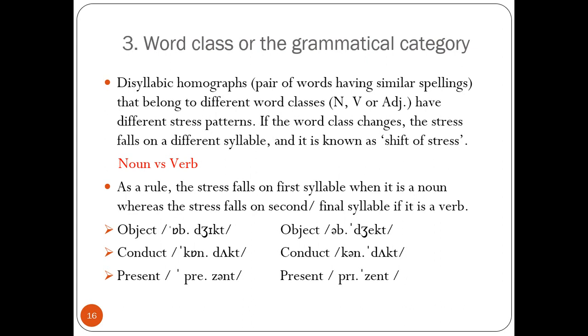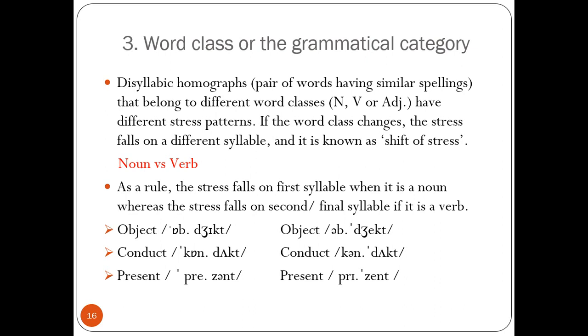So we have got object, the first syllable is stressed. And in a verb, what do you have? You have got object. So it is the second syllable which is stressed. So as a rule, we could say that the stress falls on the first syllable when it is a noun. If you have two words having similar spellings, and if the word is a noun, the first syllable is stressed. If it is a verb, the second syllable is stressed. And the same is the rule for adjectives, which I'm covering in the next slide.